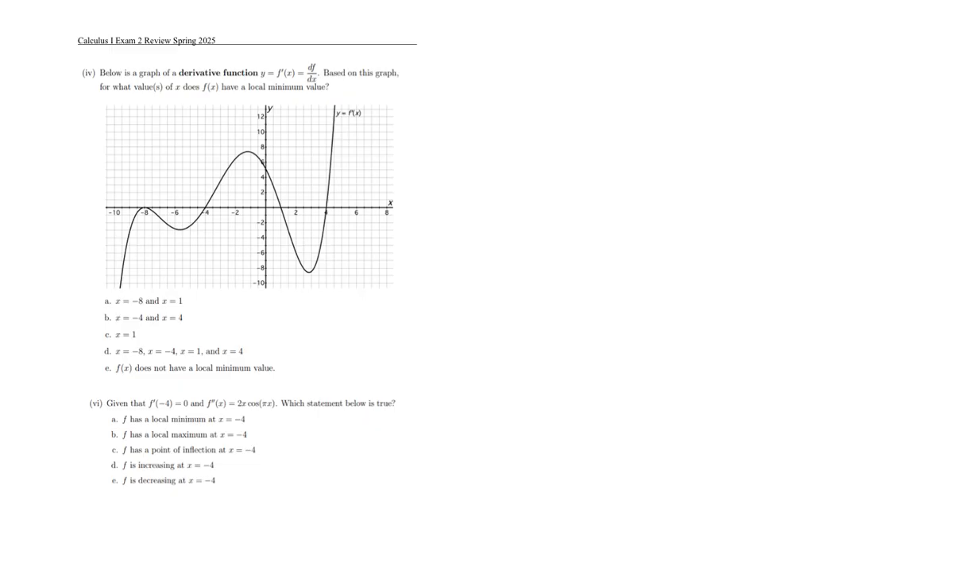Okay, for this one, I'm given a derivative graph, and I'm asked, based on this graph, for what values does f of x have a local minimum? So I'm just going to draw out what's happening for this graph. The zeros of my derivative are these values: -8, -4, 1, and 4. And then I want to say, is my derivative positive or negative in between those values?